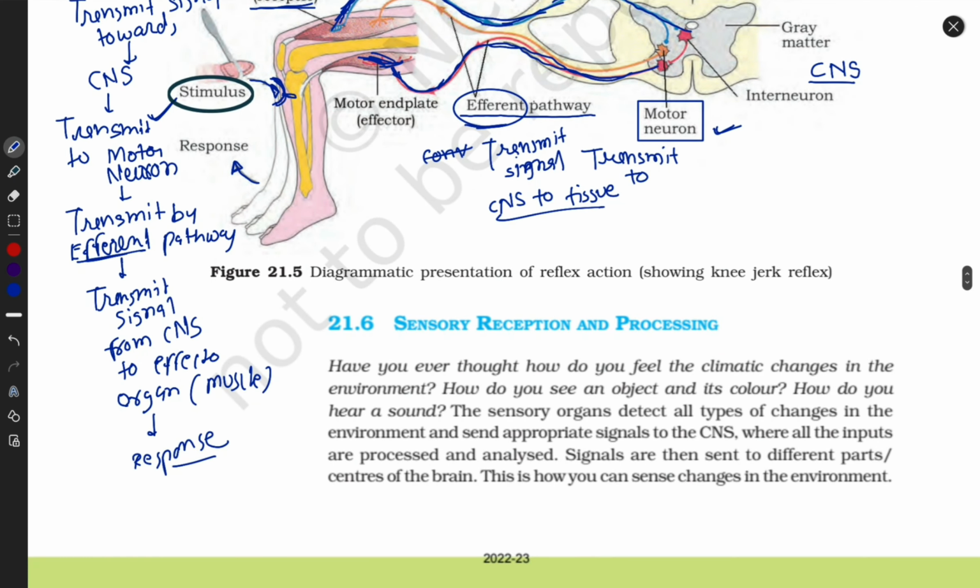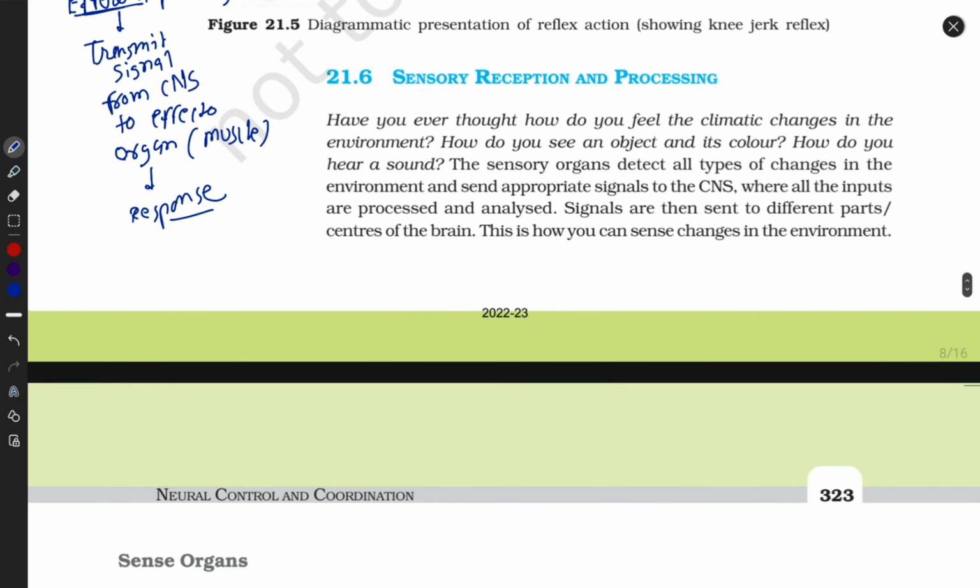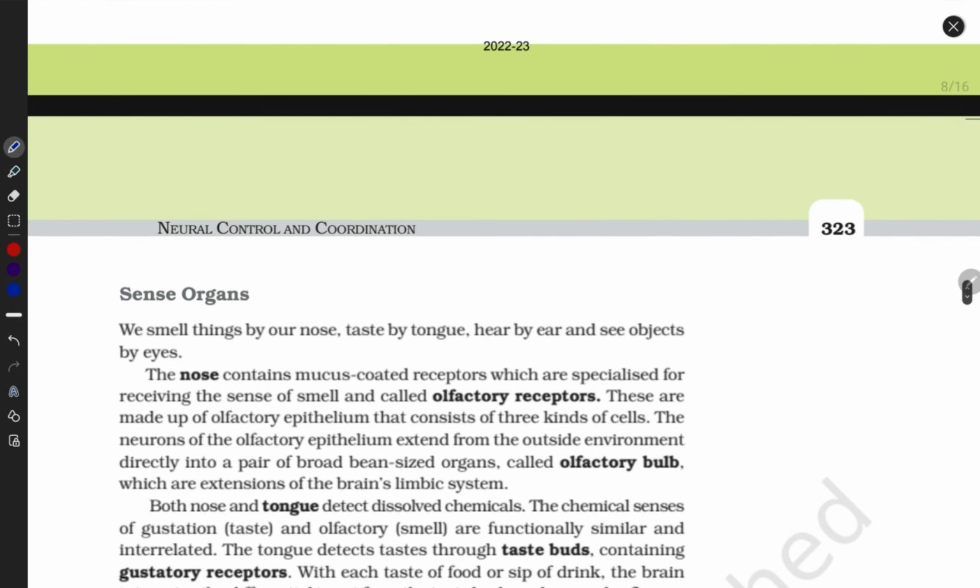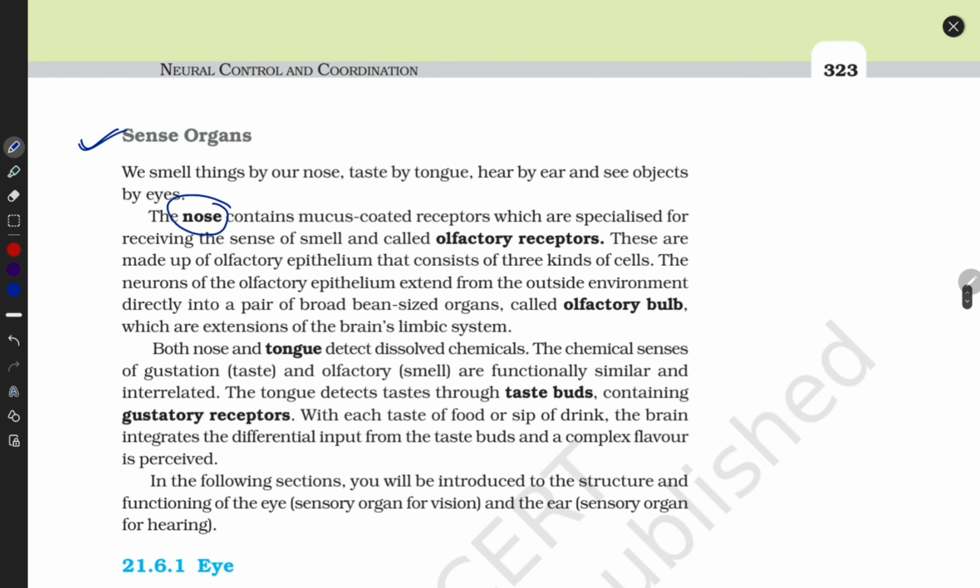Let's move further. There is more than one sensory organ, sensory reception and processing. Look here. A sense organ like the nose. What do they sense? Smell. By which receptor? Olfactory receptor. At the nose, these are nose cells, they have their olfactory receptors.